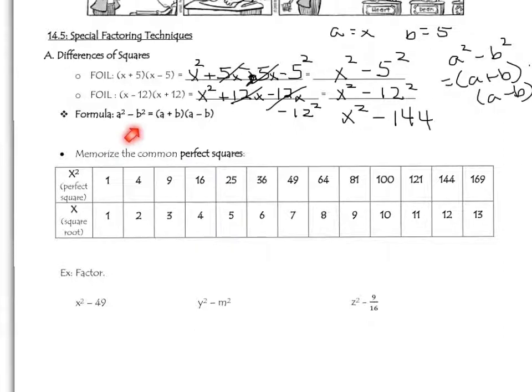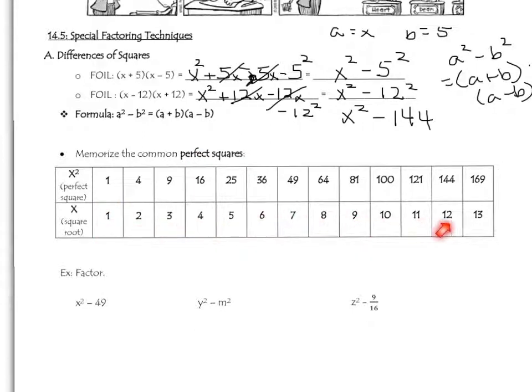You couldn't use this formula. And if you had x squared plus 16, that would be the sum of squares, and you could not use that formula. Okay, when you're looking at using this formula, you have to be able to identify perfect squares. So it's important that you memorize the common ones.